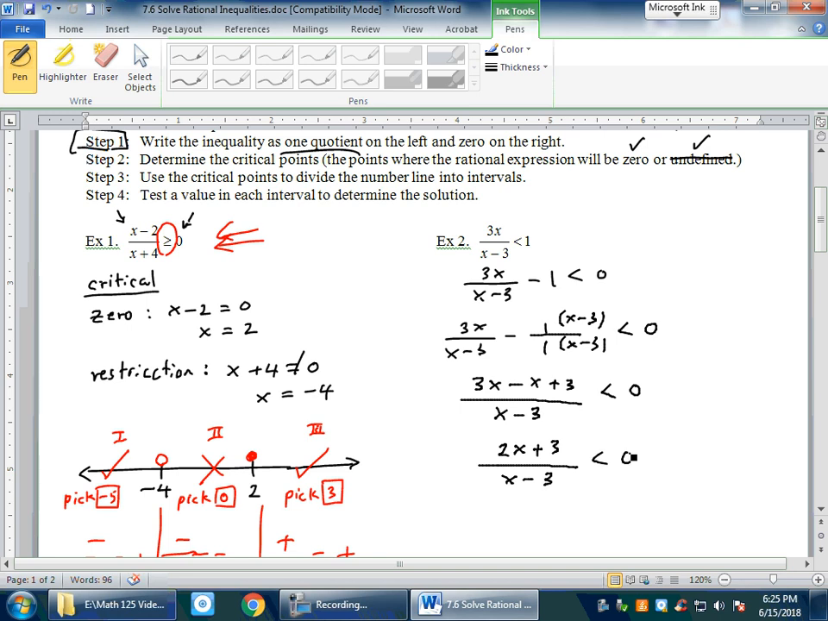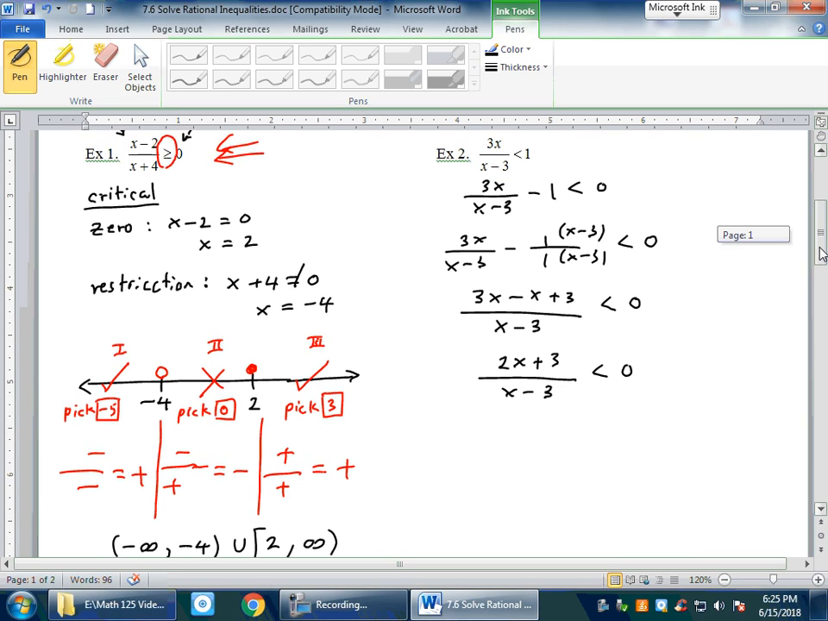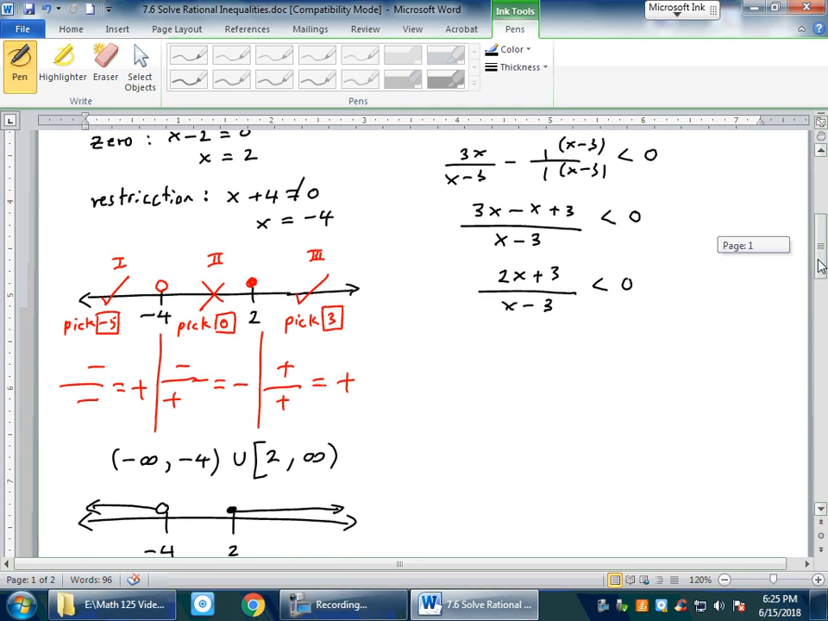Now the next step is, so this is the step that we put in first step, right? One left hand side, one single fraction, and the right hand side, 0. Now we're going to find out the critical point. Critical points include 0, and 0 is always associating with the numerator, which is 2x plus 3 equal to 0, and then I can find out x is equal to negative 3 over 2.